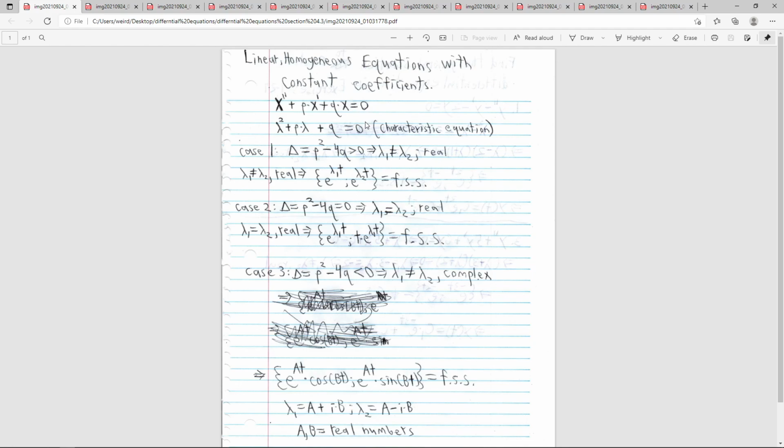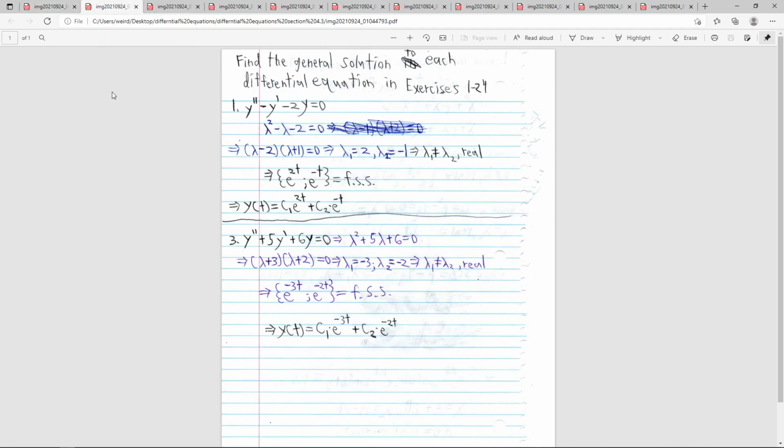That's why we can easily use the quadratic formula to solve our quadratic equation, and that's what the bulk of all this is: solving lambda squared plus p times lambda plus q equals 0. And with that explanation out of the way, let's go on. So we find a general solution to each differential equation in pretty much every problem except for the last few.